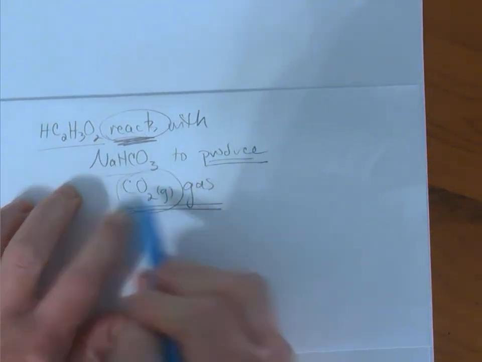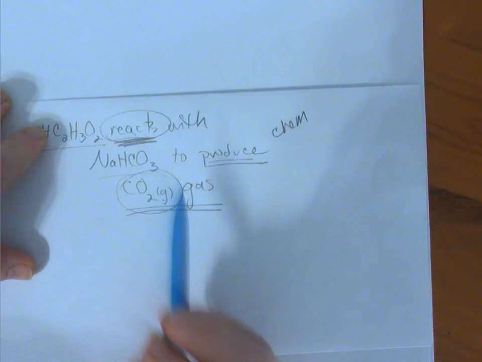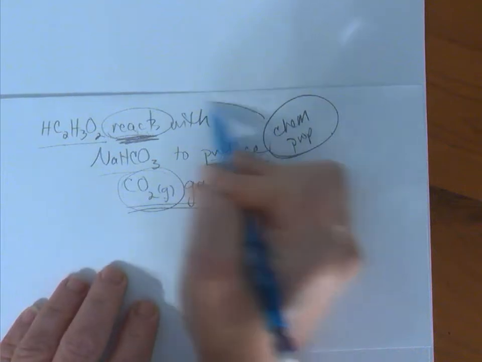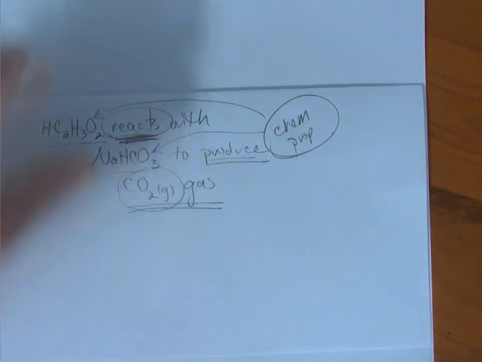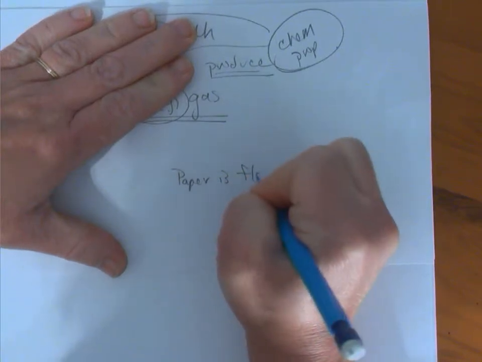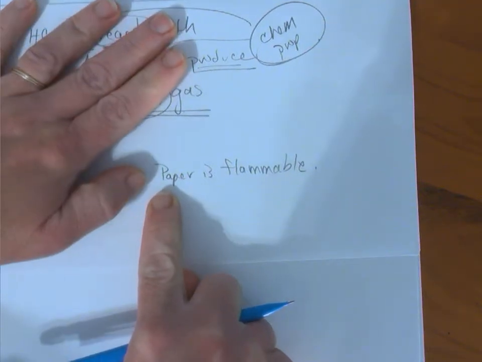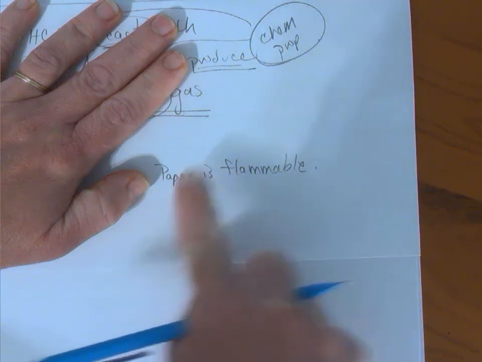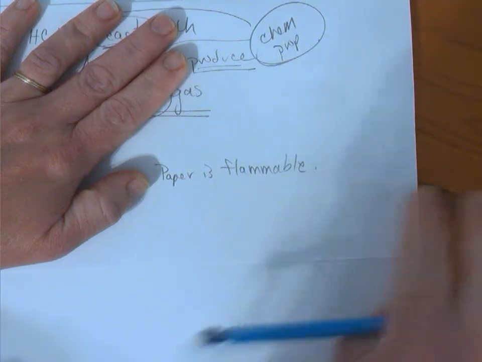You are producing a gas where you didn't start with it. Saying that this reacts to produce that is definitely a chemical property. Not only a chemical property of acetic acid, but also a chemical property of sodium bicarbonate. To say that paper is flammable is a description I can only make when it's undergoing a chemical transformation. You definitely know when you burn paper, you get something with a totally new chemical identity.